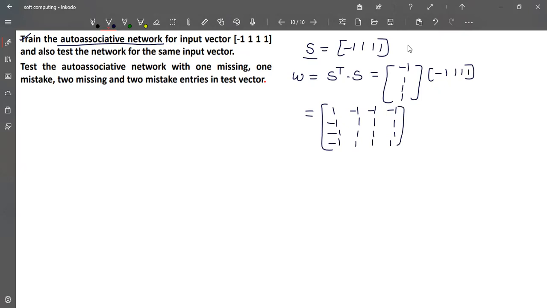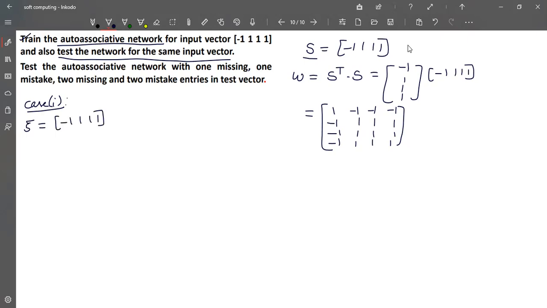Fine. Now let's go to the question. What they have asked is, test the network for the same input vector. So, in our first case, we will be testing the network for the same input vector. Let the test vector be S bar. So the same input vector, right? So 1, 1, 1, 1.